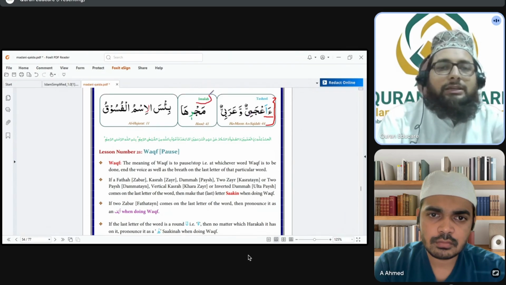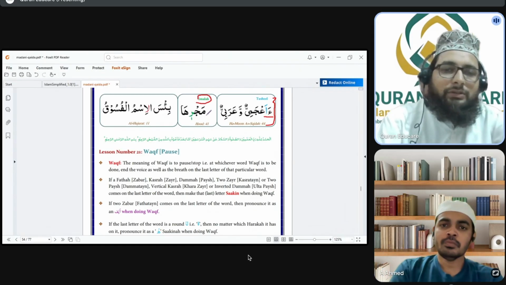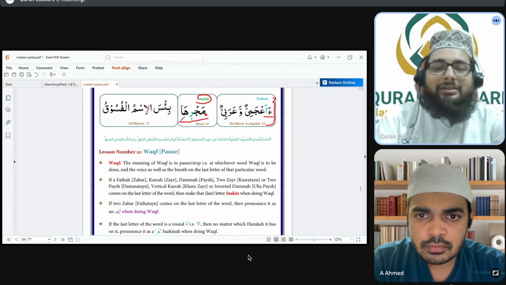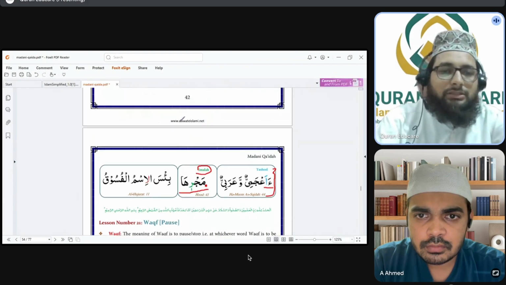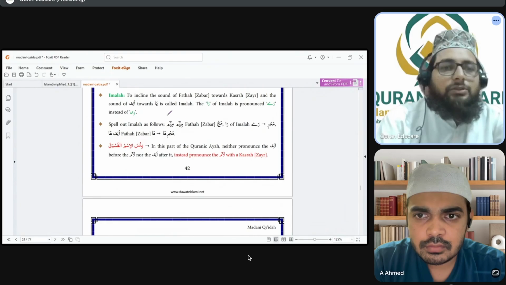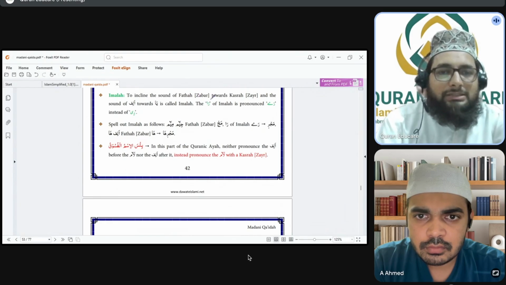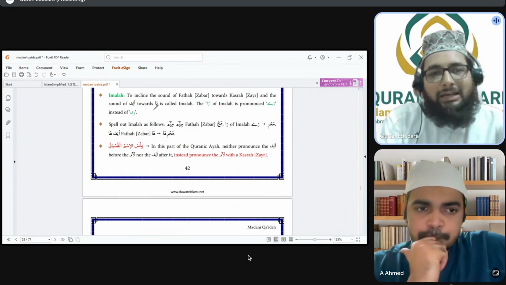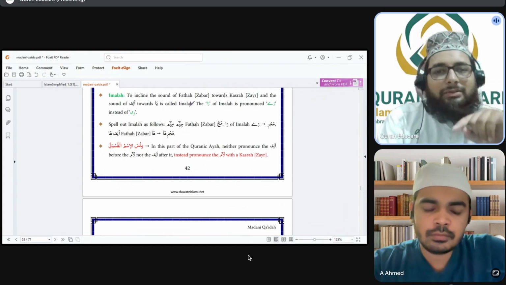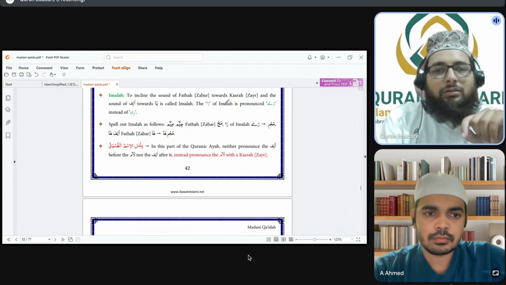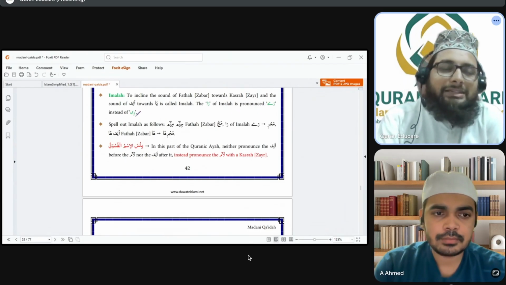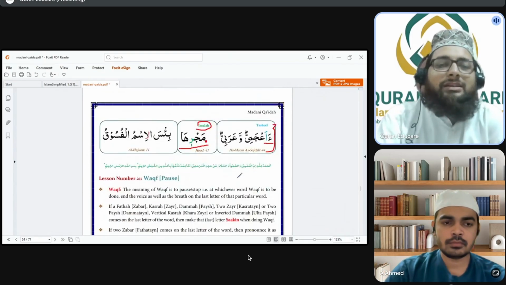Imala means to incline the sound. Like in this word, normally we read ra with fatha, but in this word we will read majreha. This word comes once in the Quran. So what is the ruling? To incline the sound of fatha toward kasra, and the sound of alif toward the ya, is called imala. The ra of imala is pronounced re instead of ra, so it becomes majreha.